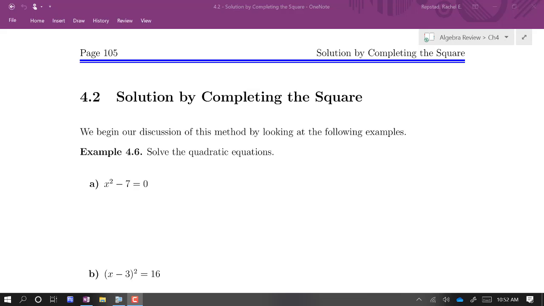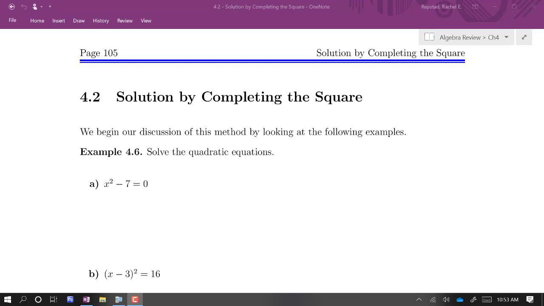In this section, we're going to look at how to solve a quadratic equation by completing the square. So we've already learned how to solve quadratics by factoring. And as I mentioned in the beginning, not all quadratics factor. If a quadratic factors, great, we know how to solve it. But not everything will factor.